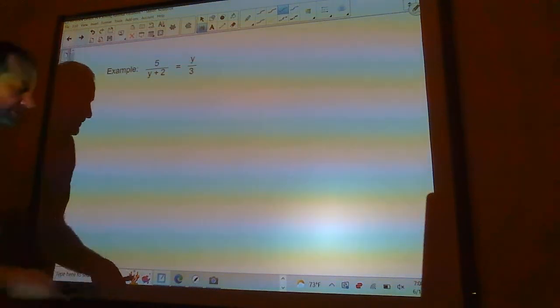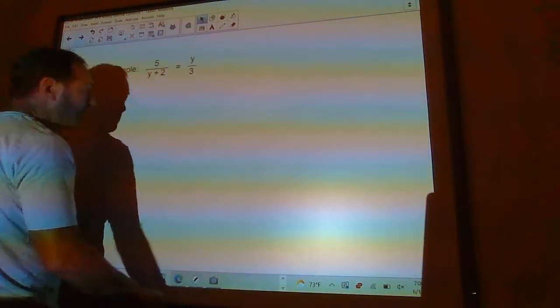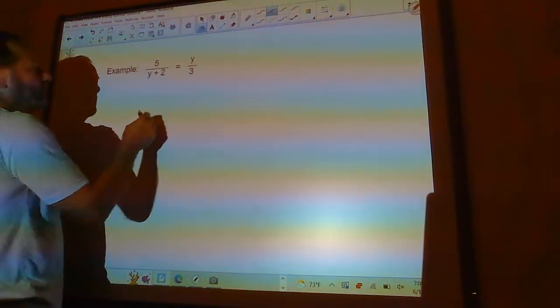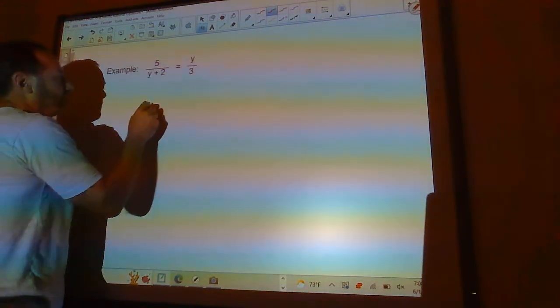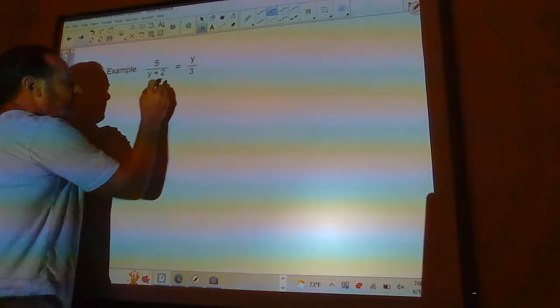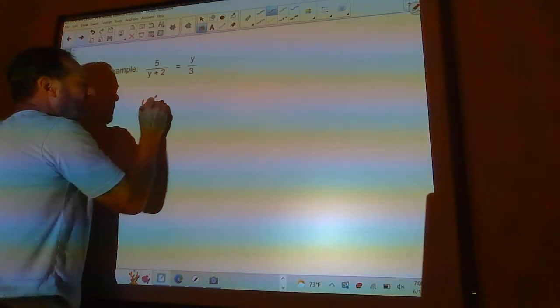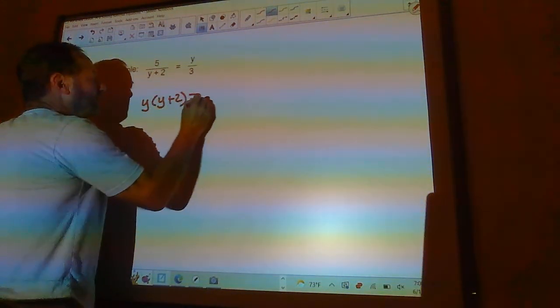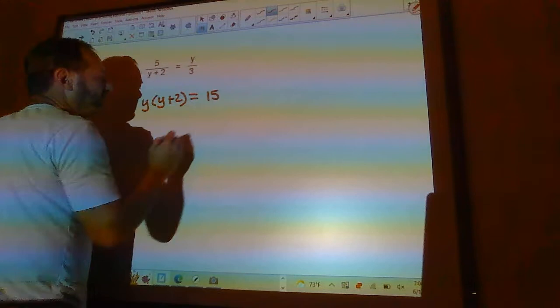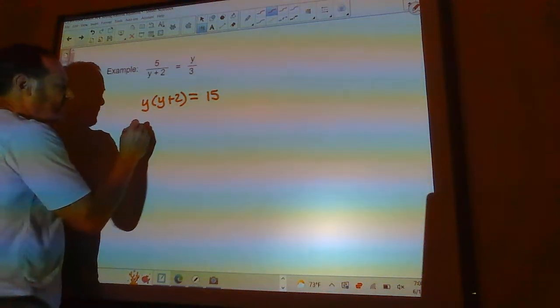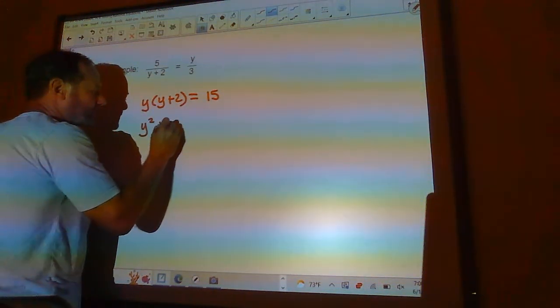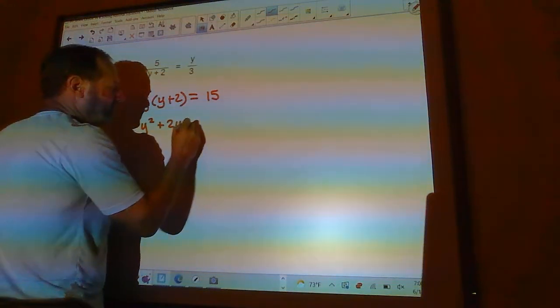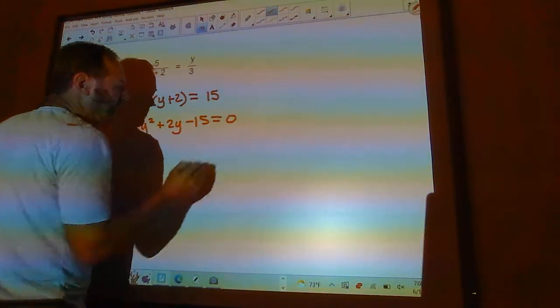Let's try this one. Okay, so this one's a little different. This one is a proportion, so we're going to go ahead and cross multiply here, means extremes property. So that means that y times y plus 2 is going to equal 5 times 3, which is 15. And so I distribute, y squared plus 2y. I'm going to move the 15 over here. Minus 15 equals 0.